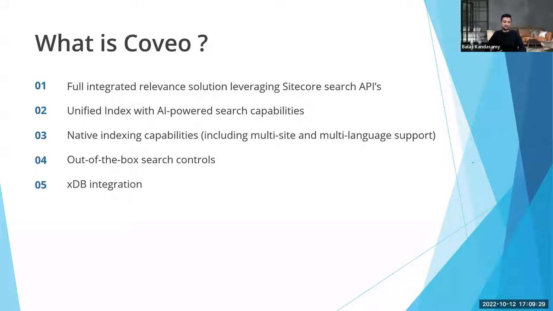We'll go into detail in upcoming slides, which has the native indexing capabilities, which means in Sitecore, you have the regular indexing capability. So you get all the multi-site, multi-language support there. They also have out of the box search controls specific to each different system. Like SXA has its own tool set from Coveo. They have MVC helper classes that you can use for MVC. They do have a headless plugin that you can use. And they also have something called Atomic, which is specific to React, that can also be used. I'll go into detail in upcoming slides. They do have inbuilt XDB integration.